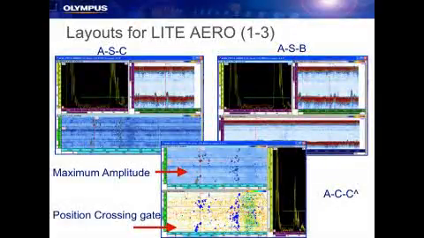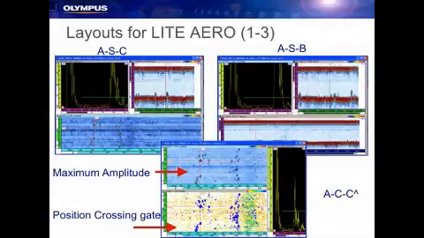We have 6 standard layouts for Aero. On the left, we have ASC, which is a maximum amplitude C-scan. On the right, we have an ASB signal display, which is an A-scan, a B-scan, and an S-scan. We also have various combinations in the lower one of various signals. For example, this is a double C-scan. One is the maximum amplitude, and the other is a C-scan with a time-based position crossing gate. So you can see a correlation between the signals that are reflecting and the signals that are thinner.